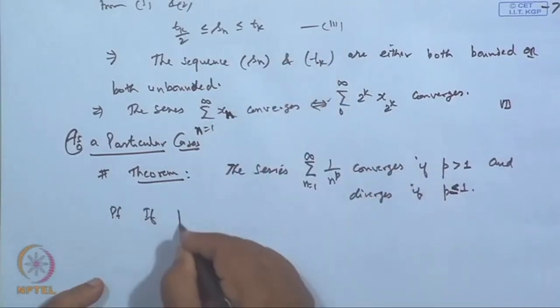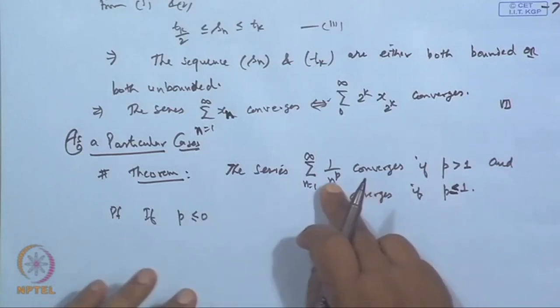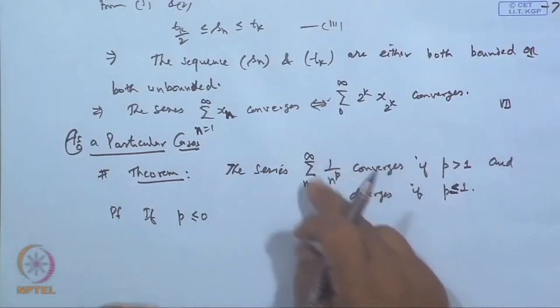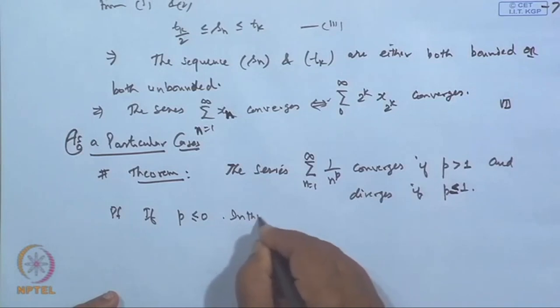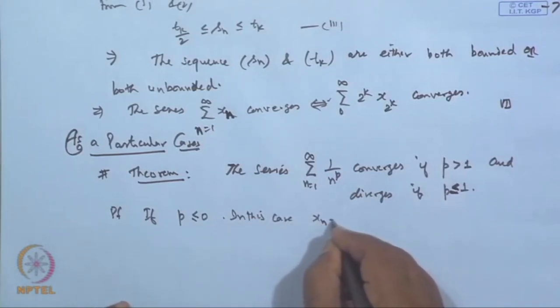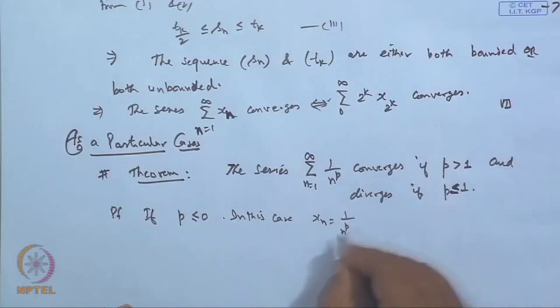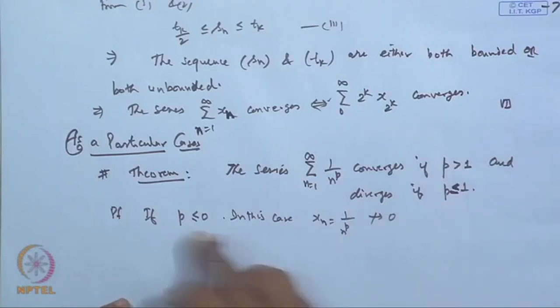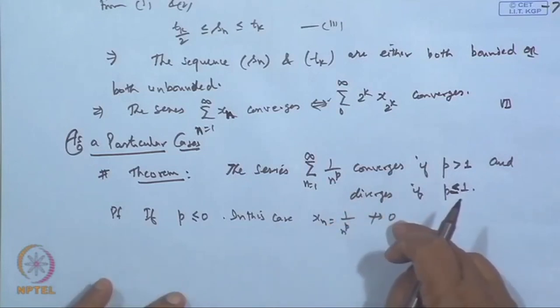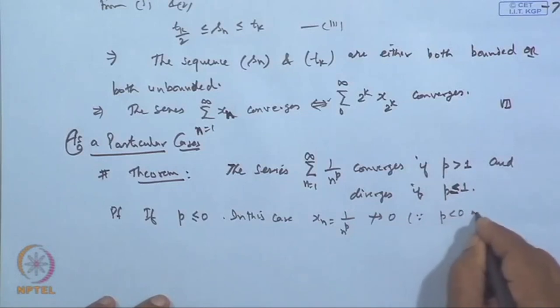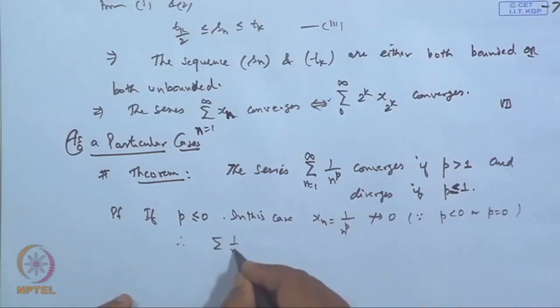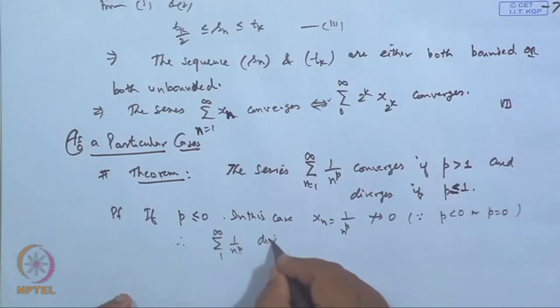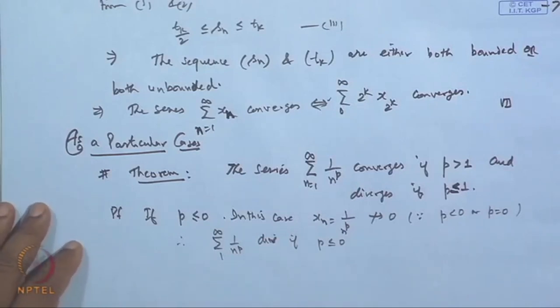Now obviously, if p is less than or equal to 0, suppose p is 0, then what happens? Each term becomes 1, which means the terms will not go to 0. So in this case, the nth term xn, which is 1 by n to the power p, will not go to 0. Because when p is less than or equal to 0, this will diverge, because p is negative or 0. So the necessary condition is not satisfied. Therefore the series sigma 1 by n to the power p diverges if p is less than or equal to 0.